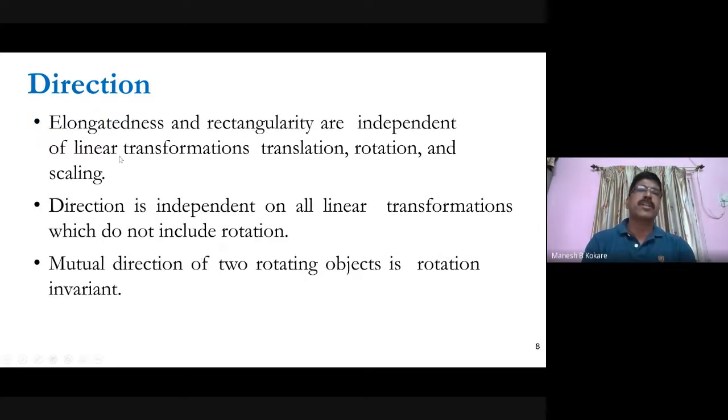Elongatedness and rectangularity are independent of linear transformation, translation, rotation, and scaling. Direction is independent of all linear transformations which do not include rotation, because with rotation the direction will change. So translation invariance and scaling invariance are there, but rotation invariance is not, because you are calculating the angle. The mutual direction of two rotating objects is rotation invariant.